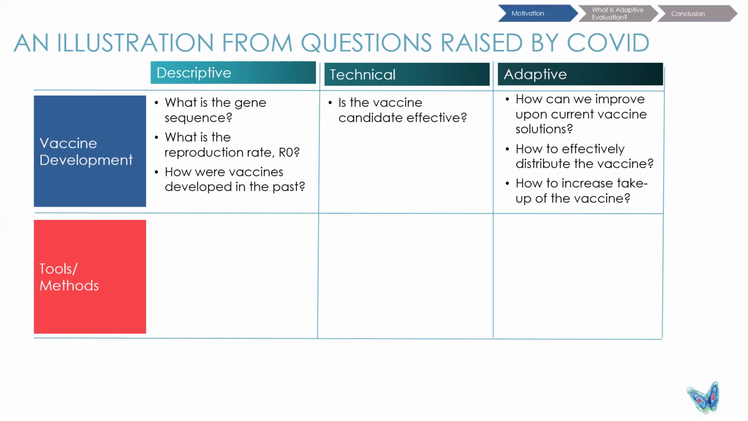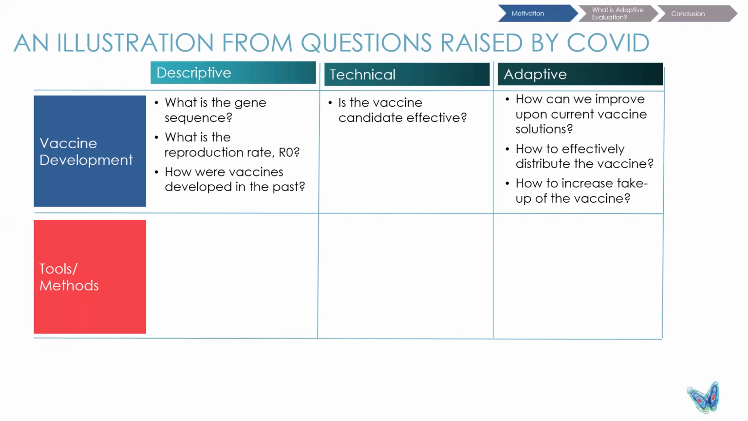It's about coming up with novel solutions and iterating towards a design that works and is most effective. So that's the first. The second question is how to distribute the vaccine effectively. And this is adaptive because it deals with unpredictable and changing systems. It relates to supply chains in the state, supply chains locally, but also global supply chains and how to distribute the vaccine. And finally, the third adaptive question listed here is how to increase take-up of the vaccine.